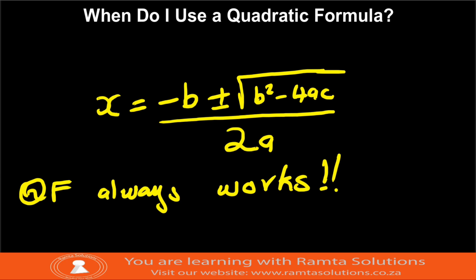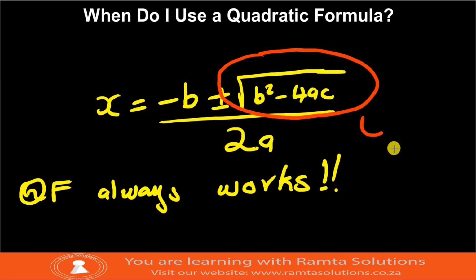But if your maths is strong, sometimes you don't want to be doing the lengthy process of substituting into the quadratic formula. So what you do, take this part here, b squared minus 4ac, and see if it is a perfect square. If it's a perfect square, then factorize like normal. Okay, so let's try some examples.